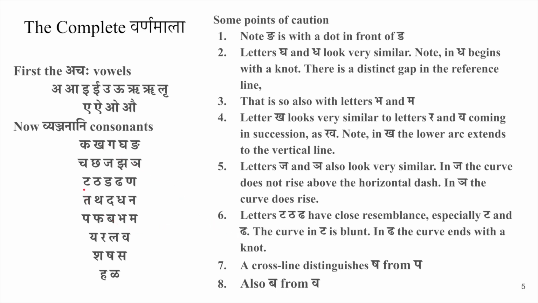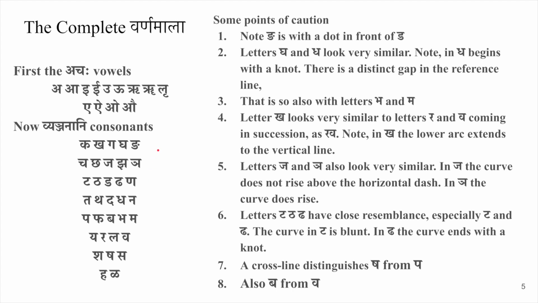Then the other three letters T, Th, Dh. As you can notice, the arc of T remains blunt, open-ended, whereas in Th, the arc closes into a complete circle, whereas in Dh, the arc ends with a knot. So that is why clear and good handwriting would be very much a gift for reading and writing Devanagari.